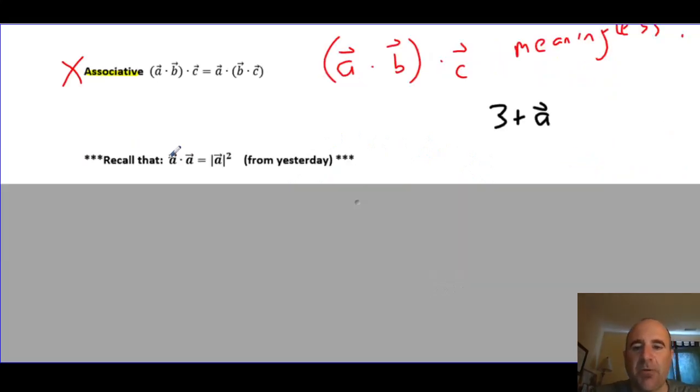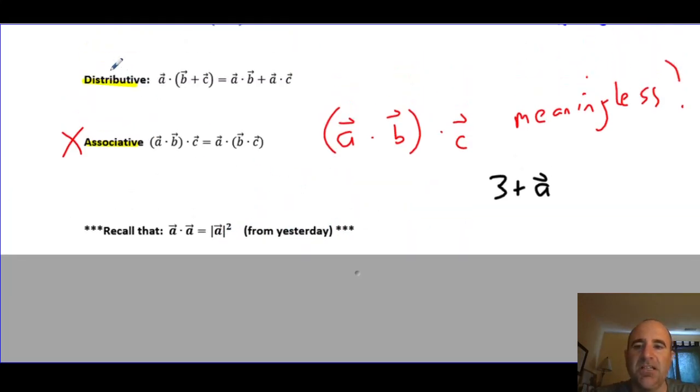And finally, the last property you might include is that when you take a vector and dot it with itself, you get the magnitude of the vector squared. We looked at that in our last lesson, so that's nothing new. Okay, the distributive property is important. It allows us to now expand expressions with the dot product.